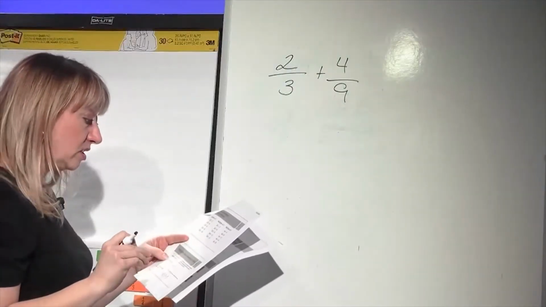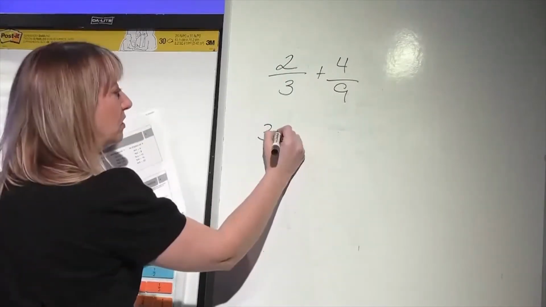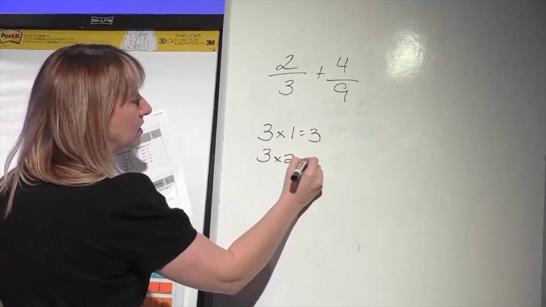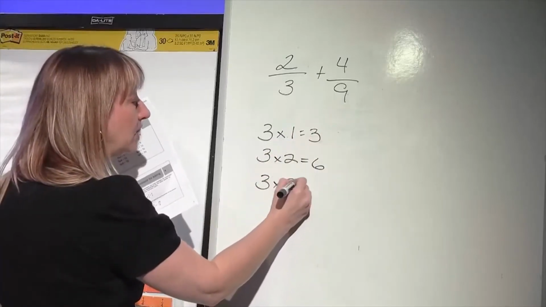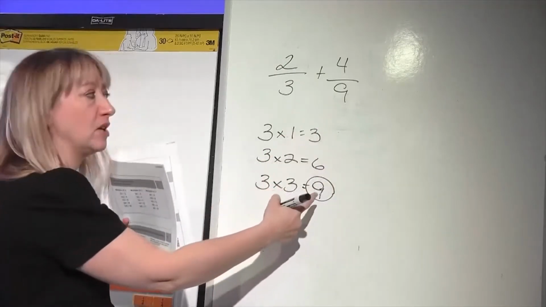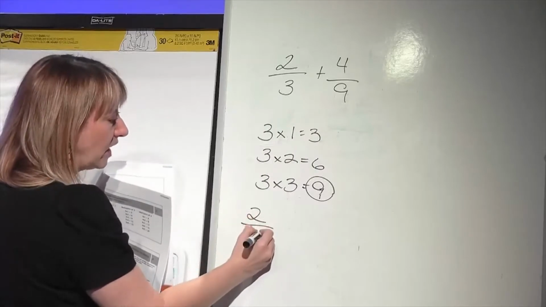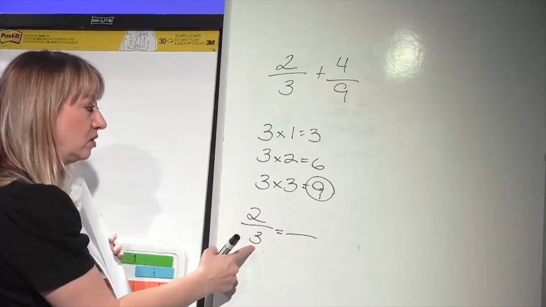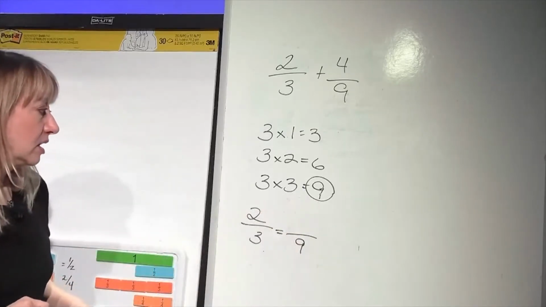So I'm going to look at my smaller number and think about what are the multiples. So 3 times 1, 3. 3 times 2, 6. Okay, so far these don't work because 9 is bigger. 3 times 3 is 9. That means that's my denominator because it will work for both. So now what I have to do is find the equivalent fraction for this original fraction of 2/3. So I'm using 9 as my common denominator.